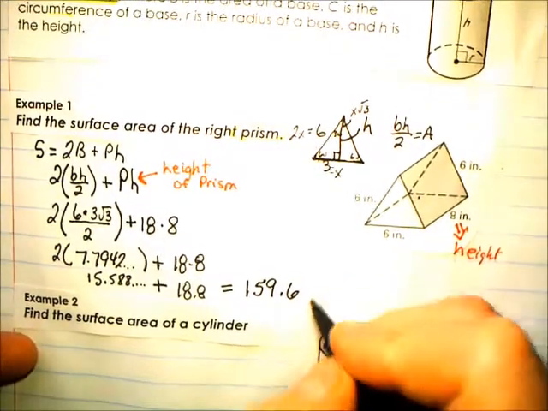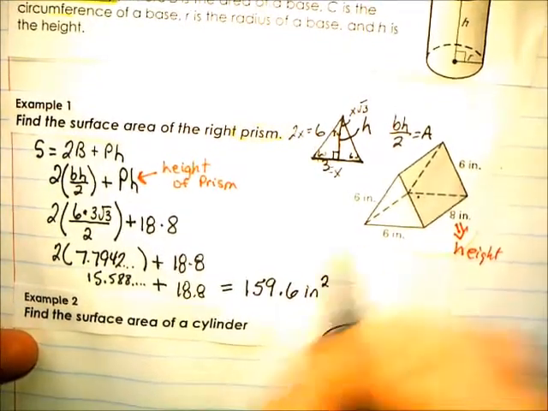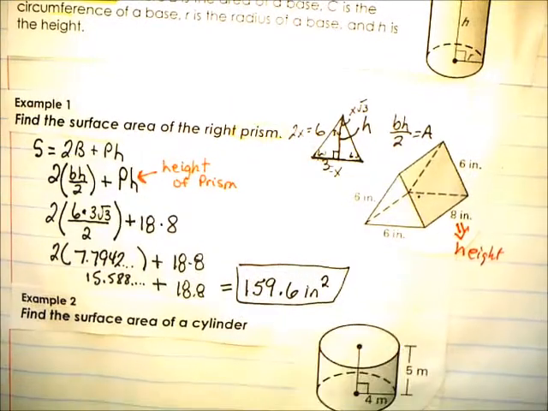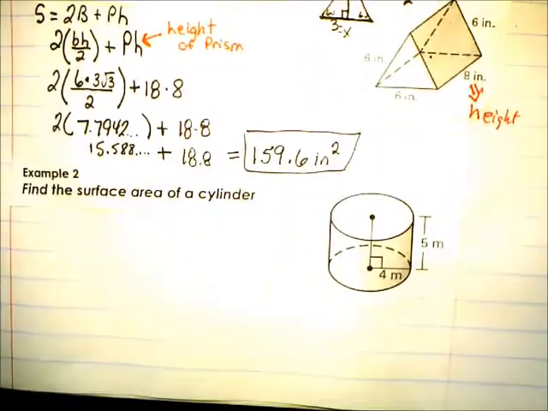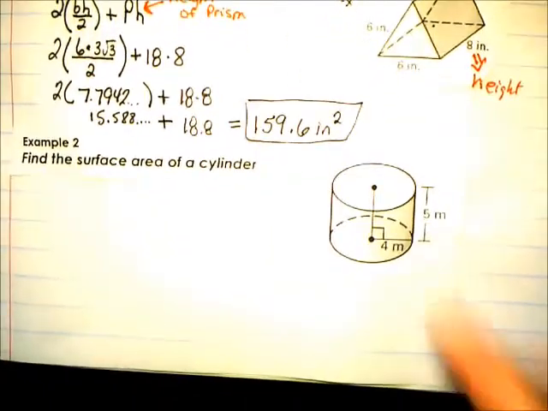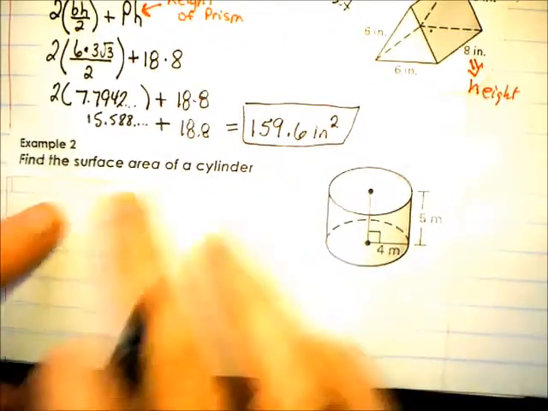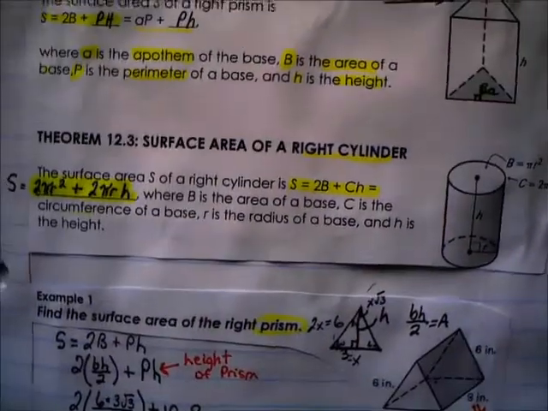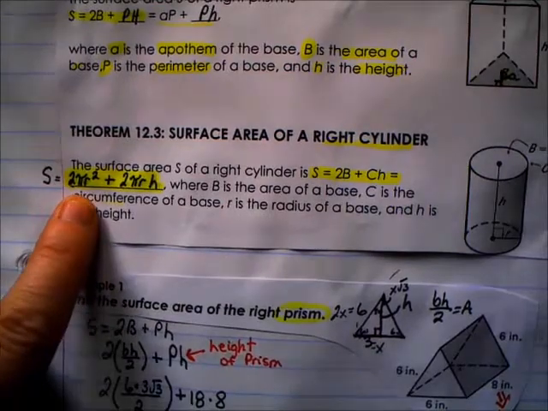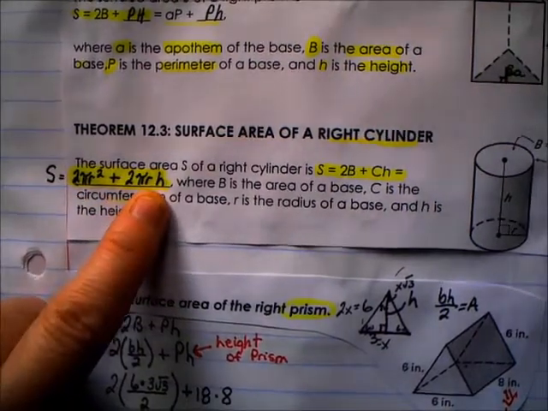And this would be inches squared. Alright, if I go to the second problem here, this is dealing with a cylinder. With the cylinder, I'm going to be using the 2 pi r squared plus 2 pi r h, that formula for a cylinder. I'm going to rewrite it down here.